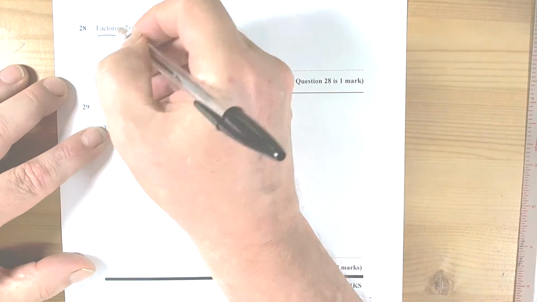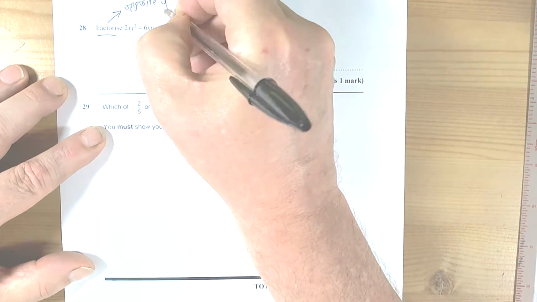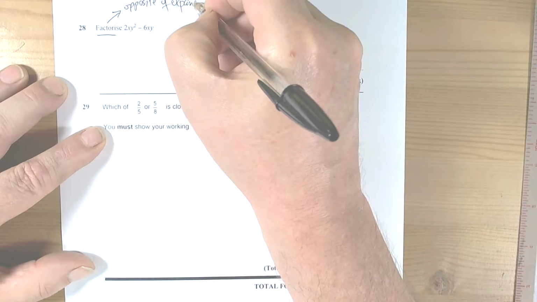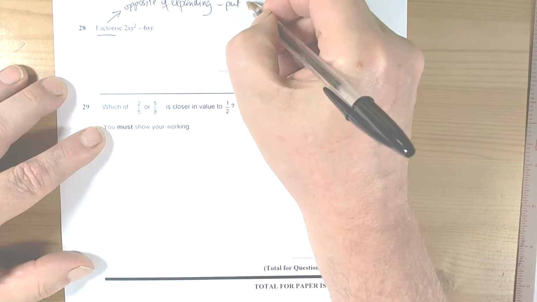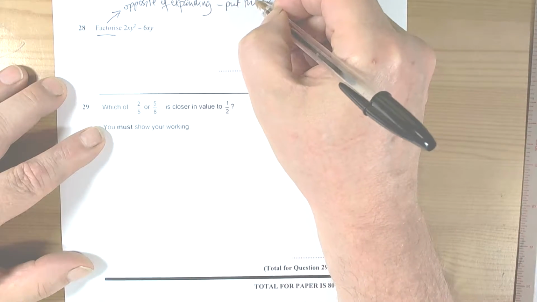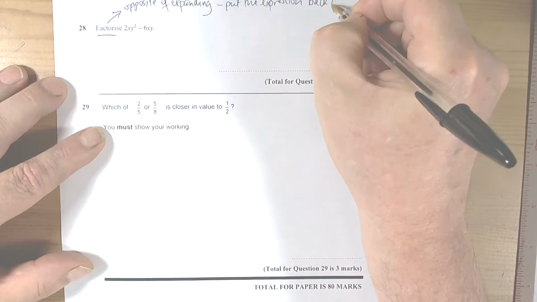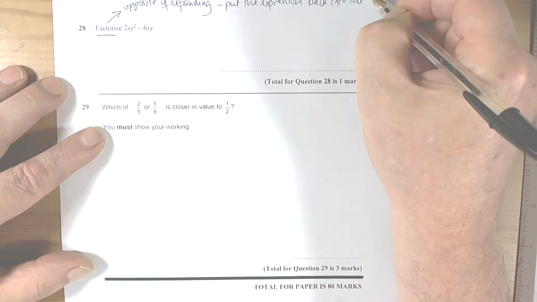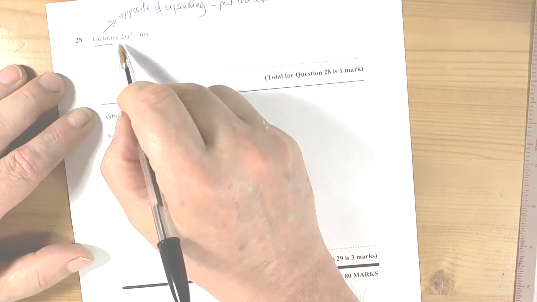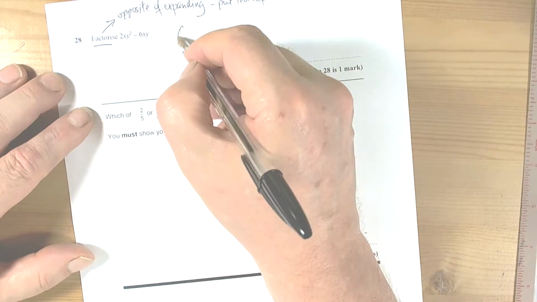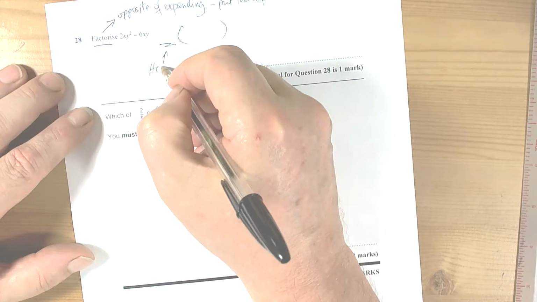Okay, so factorise is the opposite of expanding. So it means basically put the expression back into the brackets. Okay, so when we look at this then, we can see that what we want is a bracket and we want the highest common factor on the outside.